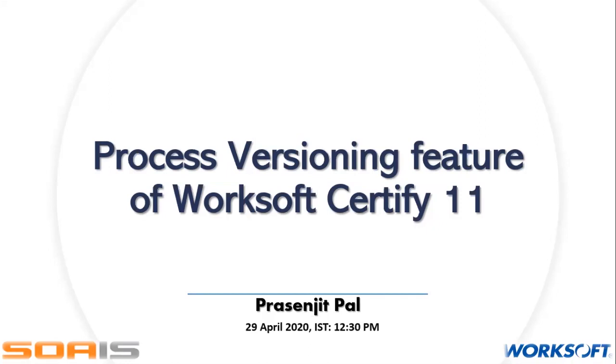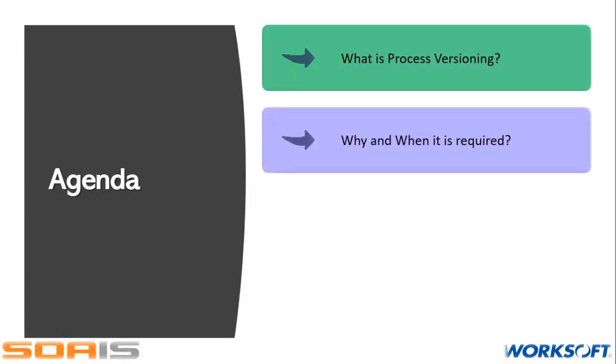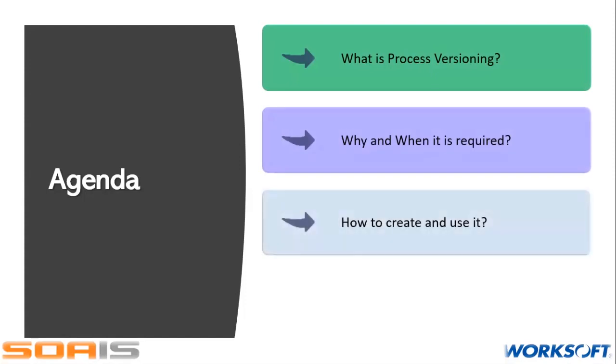Now let's come to today's agenda. First we'll discuss what process versioning is. After that we'll discuss why and when it is required. Then we'll discuss how to create and use it. For how to create and use it, I will show the demo with a particular process.